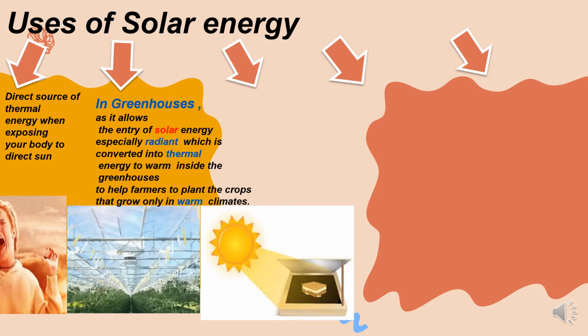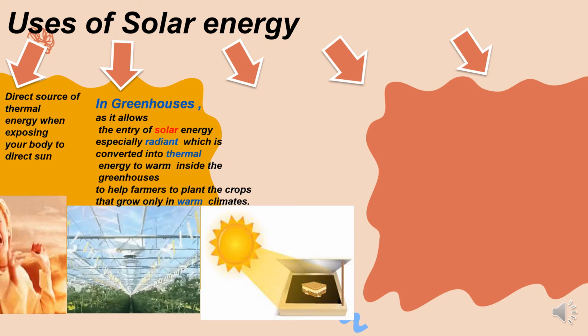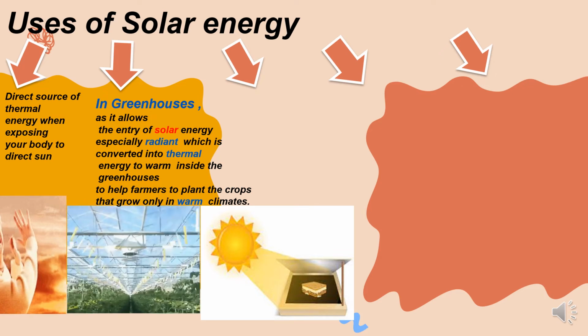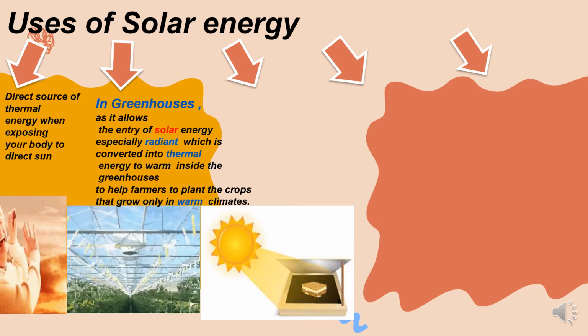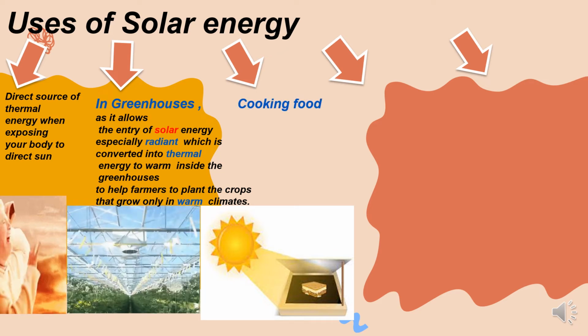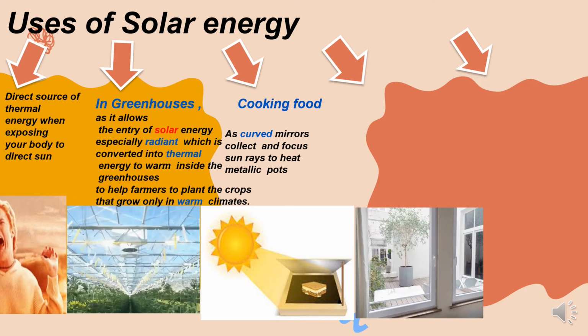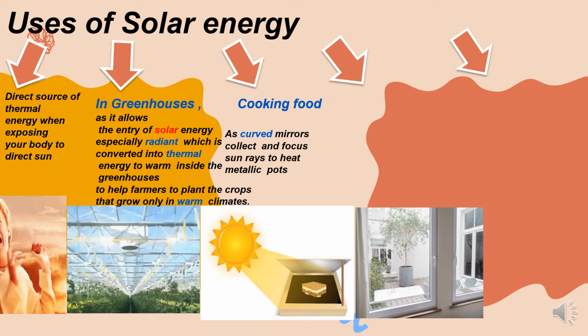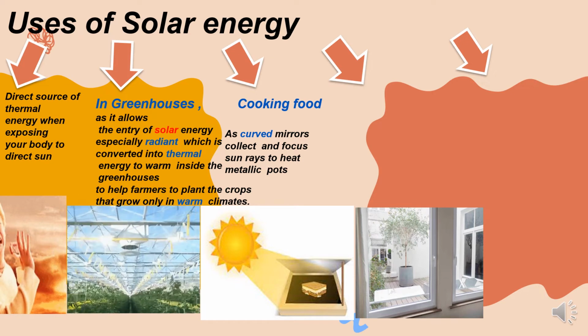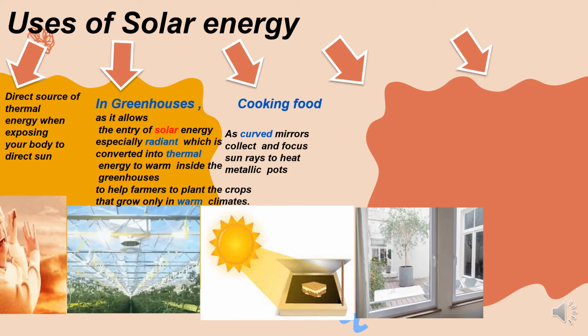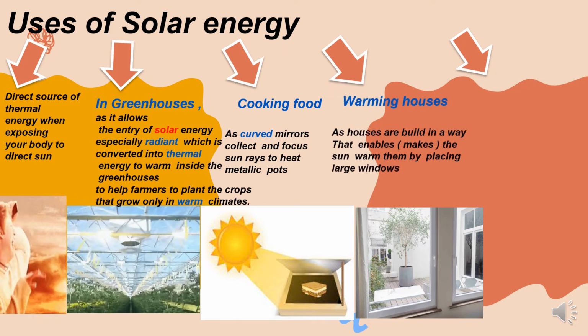From that picture, excellent. Also, it's used in cooking food, and there is something called curved mirrors that we can use to heat metallic pots above them to cook the food. Excellent, grade 4. And generally, solar energy is used in warming houses, where houses are built in a way that enables the sun to warm them by placing large windows.